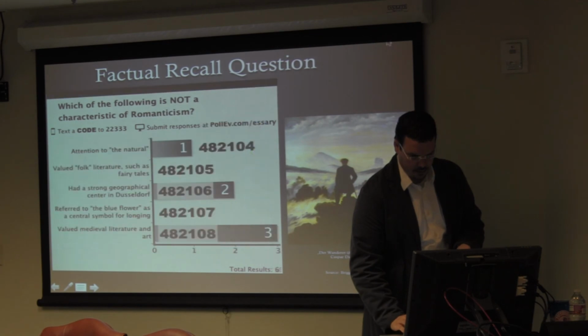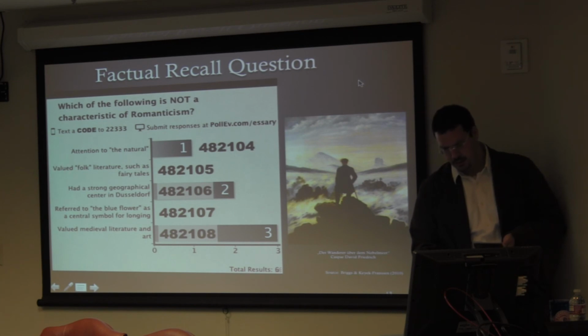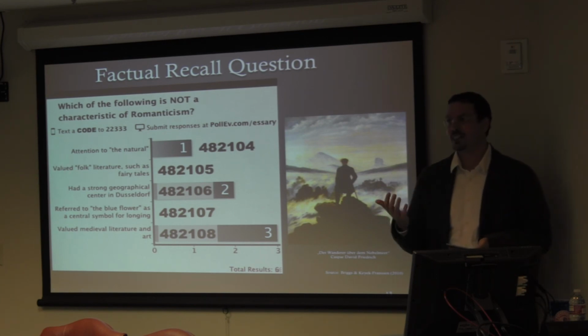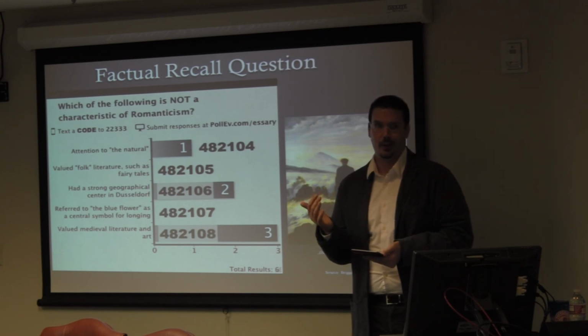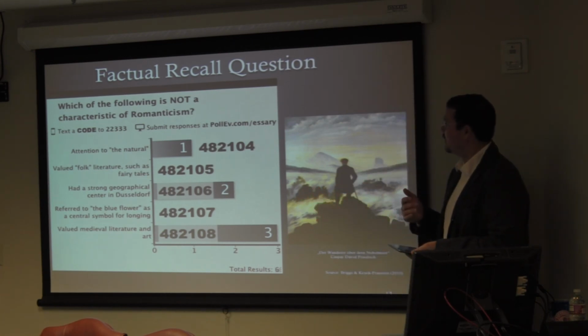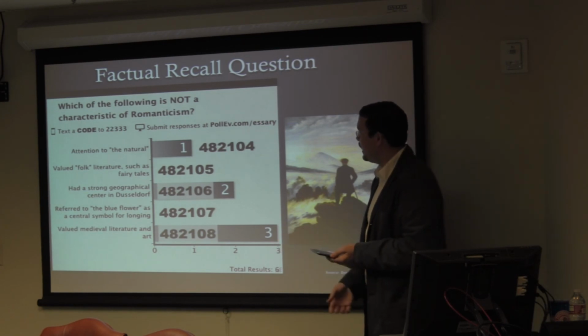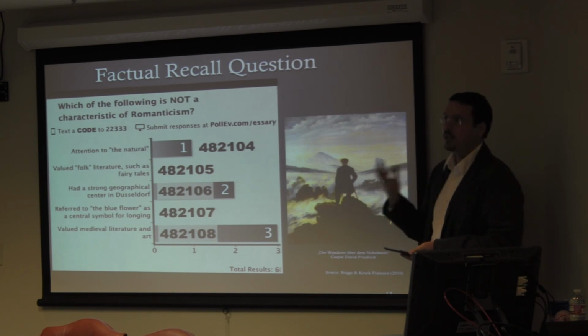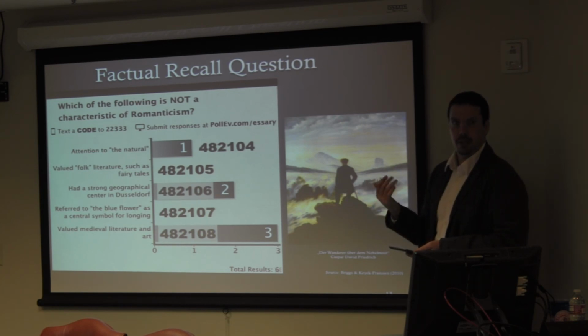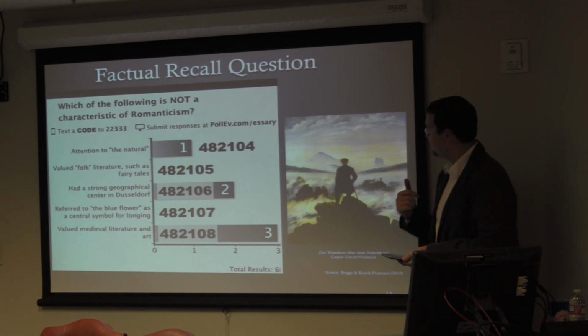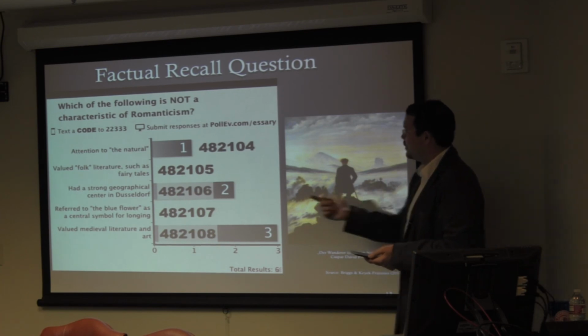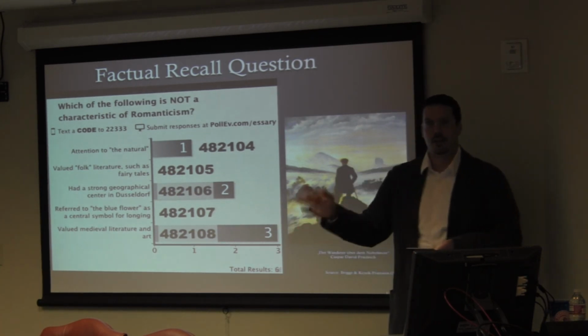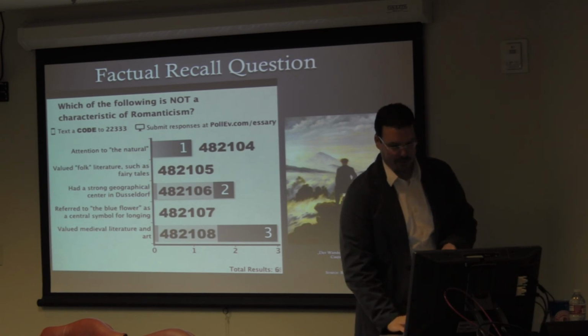Okay, let's look at your responses. So you're totally split, which would be awesome, right? If we're in a class on romantic literature, we would be able to say, those of you who picked number 3, what didn't the Romantics like about medieval literature and art? Why did they not draw on those sources for inspiration? Right. The answer I have here is had a strong geographical center in Dusseldorf. As far as I know, that was not a key component of Romanticism.